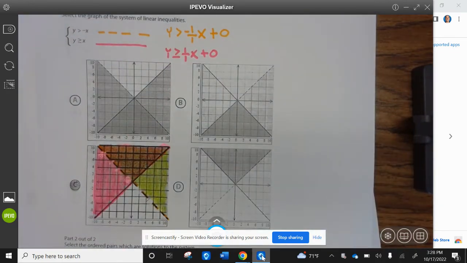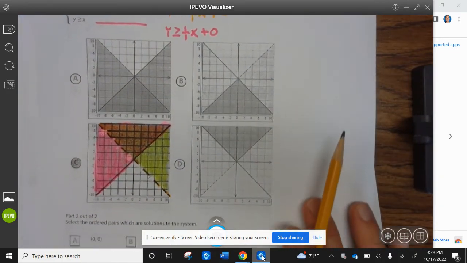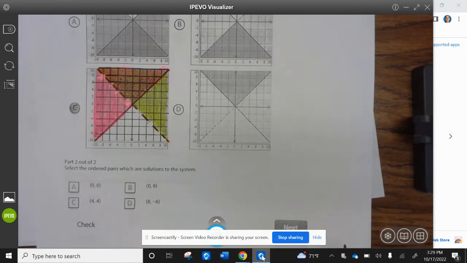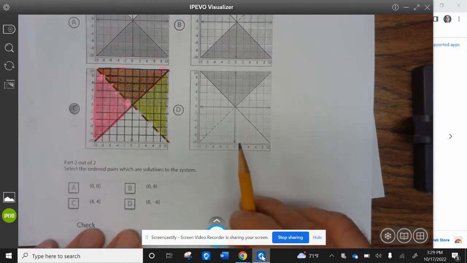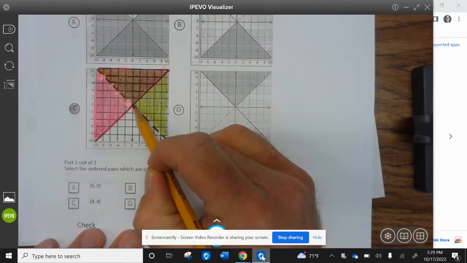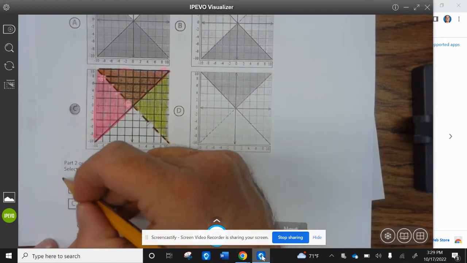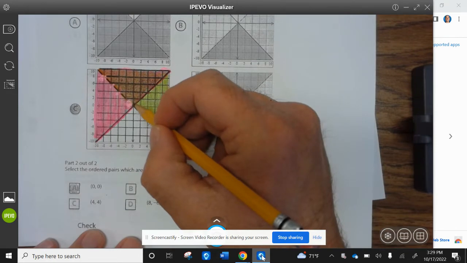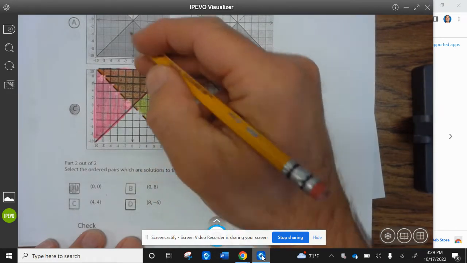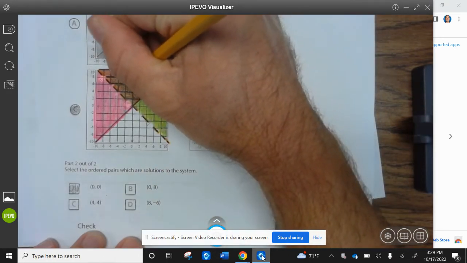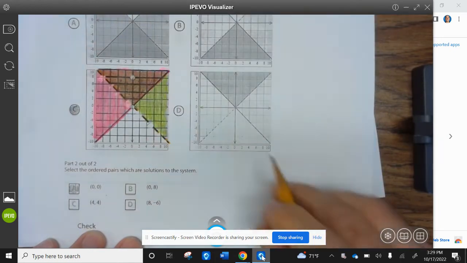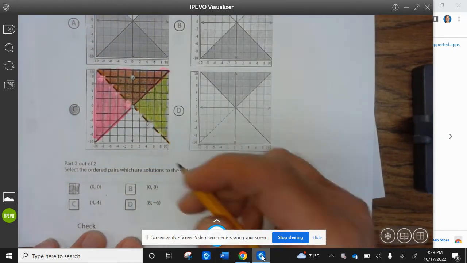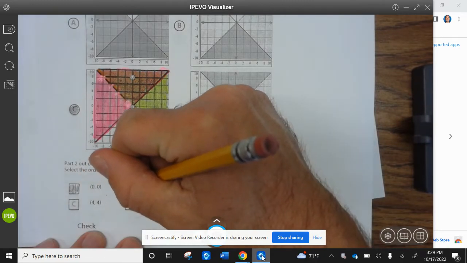And our solution is the overlapping shaded region. Okay. So now let's take a look at which points are in the solution. So (0, 0), that's on the solid line, so that's included. Okay, (0, 8) is this point right here. Okay, that's in the shaded region, so that's a solution.